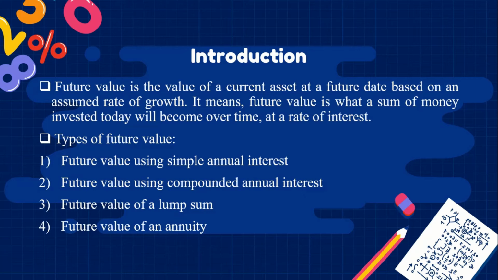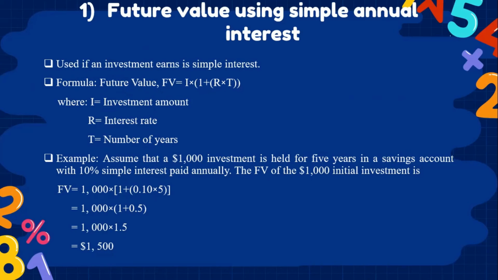Future value is the value of a current asset at a future date based on an assumed rate of growth. It means future value is what a sum of money invested today will become over time at a rate of interest. The types of future value are: number one, future value using simple annual interest; number two, future value using compounded annual interest; number three, future value of a lump sum; and number four, future value of an annuity.